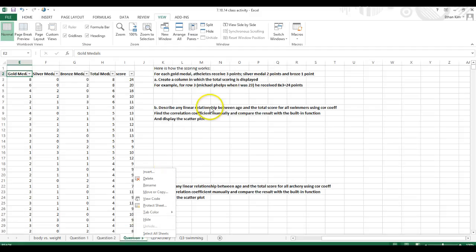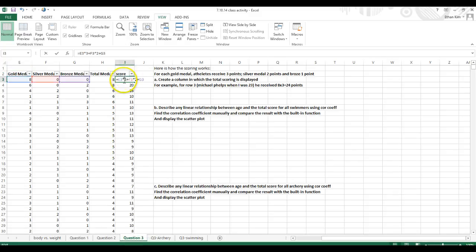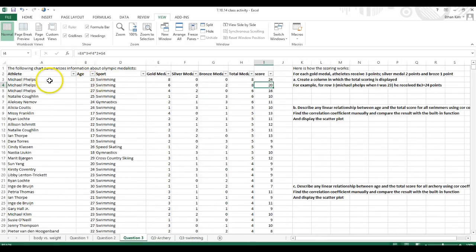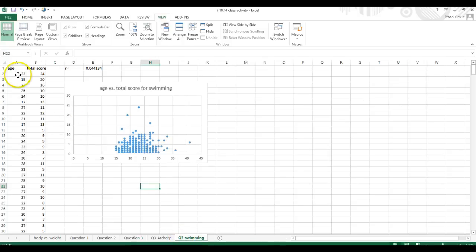And question 3 was, yeah, this is the gold, silver, bronze medal. First of all, just looking at the score, I made it as the following. So E3 times 3 because we're multiplying that by 3, and F3 times 2 because we're multiplying that by 2, and just G3. And if you copy this all down, you get the total score. Alright? And here, I just filtered it out, and I copy the data when I filter for swimming, and this is the value that I got, age and total score.